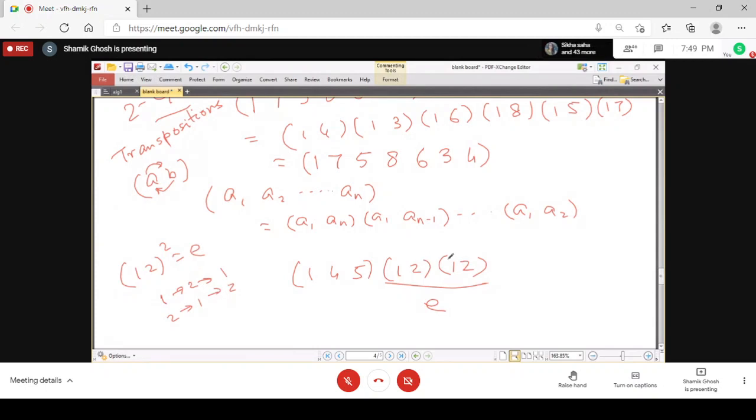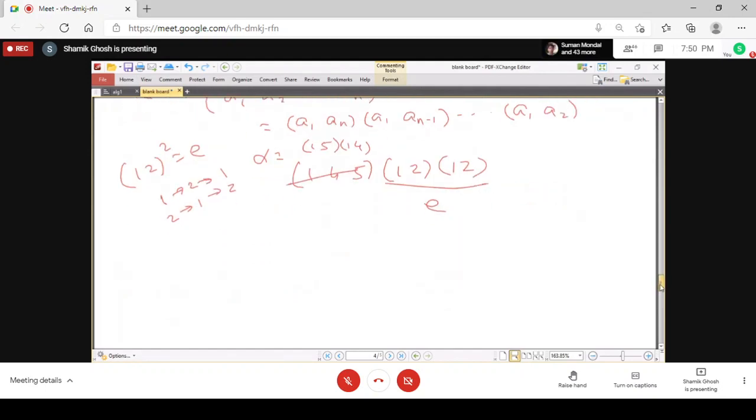So these are all order 2 elements. Every n-cycle is an order n element. And so you can represent any permutation in many ways in terms of transpositions. So you can write (1 5)(1 4) and then (1 5)(1 4) times (1 2)(1 2), that is also the same. Suppose this is alpha. So the same permutation is written in terms of transpositions.